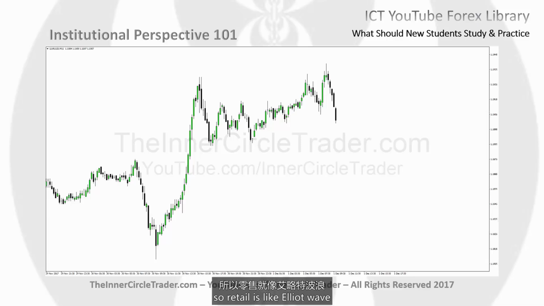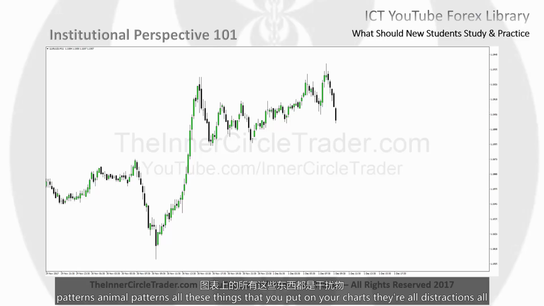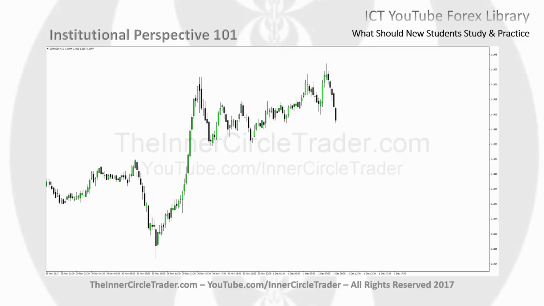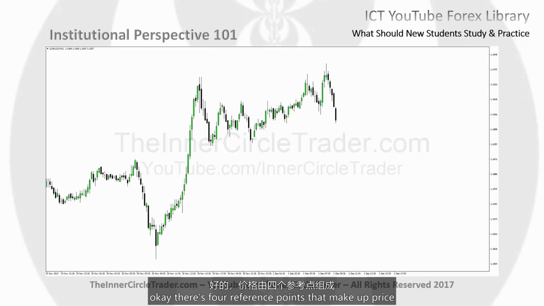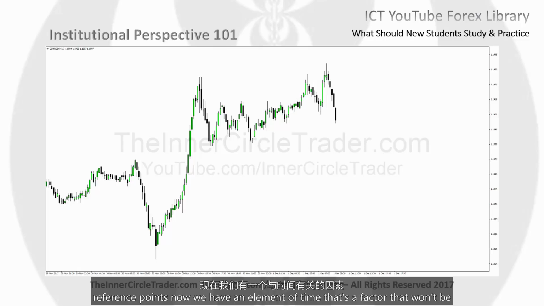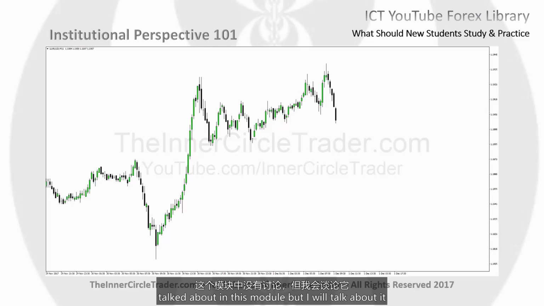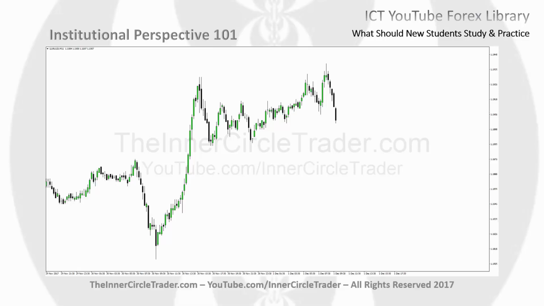Retail is like Elliott wave, supply and demand, harmonic patterns, animal patterns, all these things that you put on your charts. They're all distractions. All you need to know is the open, high, low, and close. There are 4 reference points that make up price, and we make charts based on those 4 reference points. Now we have an element of time. That's a factor that won't be talked about in this module, but I will talk about it in coming lessons.